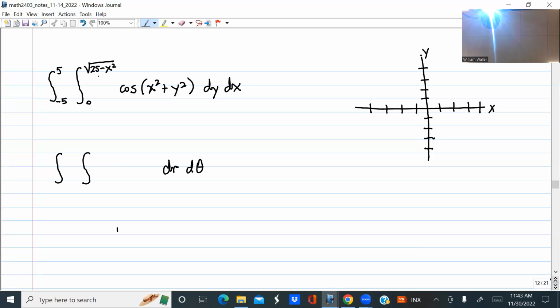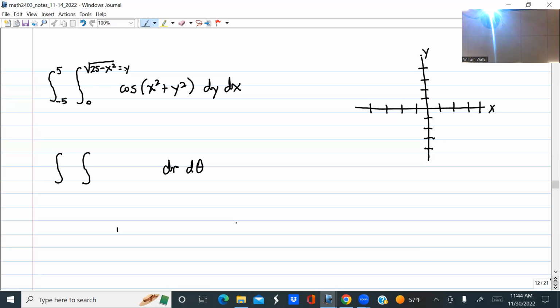So let's see what this region of integration looks like. Remember, this is for the inner limits of integration. This is 0 to this curve. Just set the square root of 25 minus x squared equal to y. And so let's figure out what this curve looks like. All right. Okay.